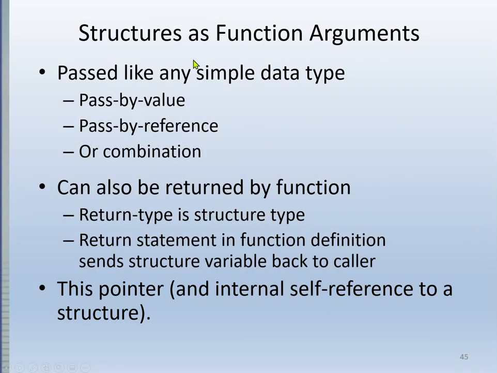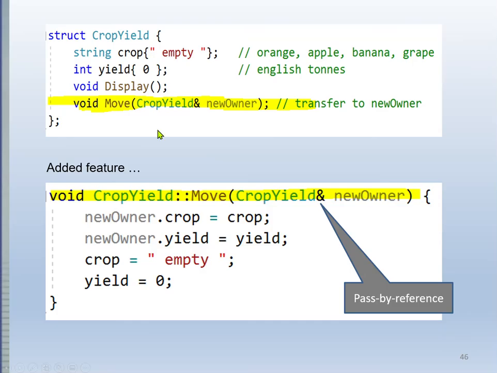So we're going to take advantage that we can pass structures to functions. So I'm going to add another one called move. And I'm going to leave the variable name here called new owner. Transfer to new owner. Transfer the crop and the yield to the new owner. And I'm going to call it move. This is similar to move semantics.